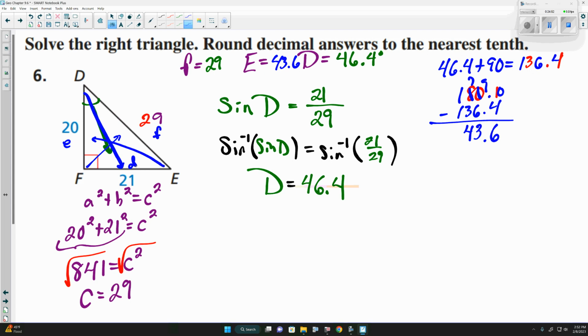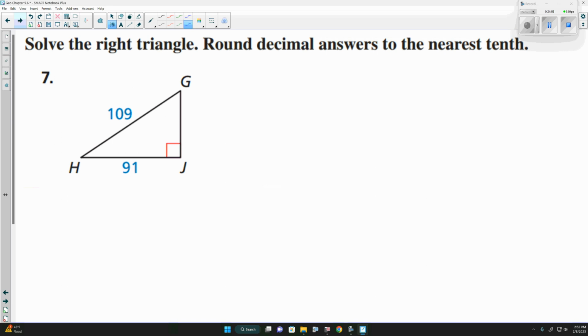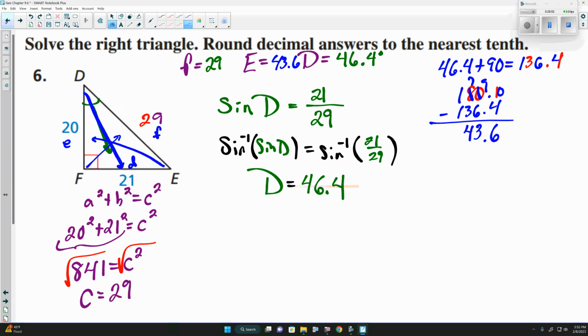That's a good question. Any other questions on this here? Does it make sense that these two angles are very close to each other? 46.4 and 43.6, that they're very close in the overall measure. Because what are the sides opposite those two angles? 21 and 20.